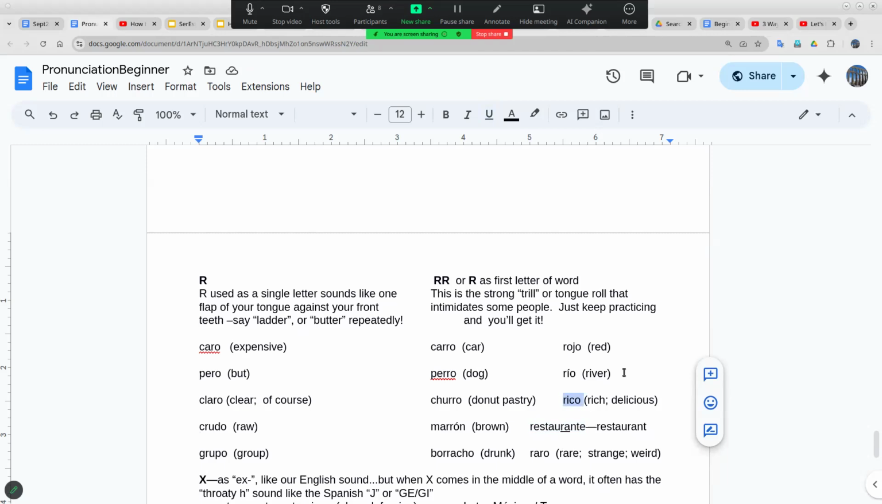It can mean rich, like somebody with a lot of money. It can also be used to say, wow, that is so super yummy. It is delicious. And that is the word rico. Rico. Bien. There's our ere.